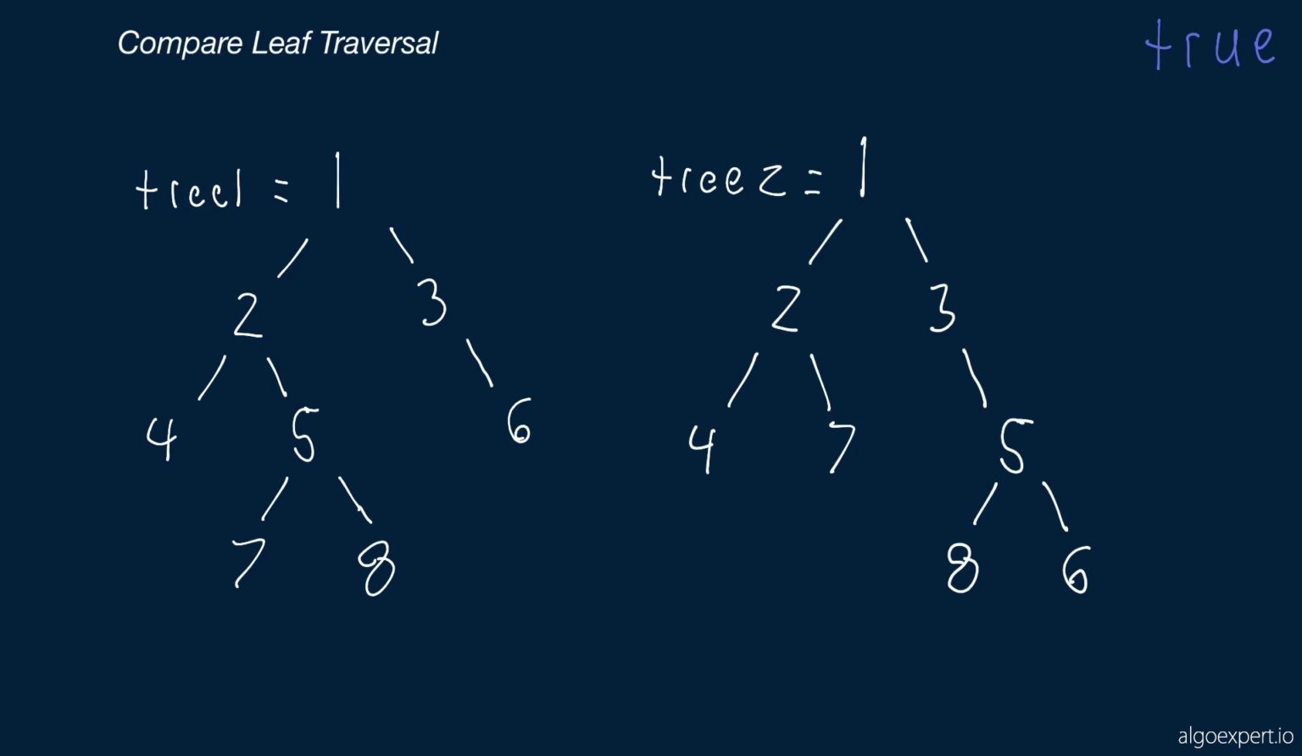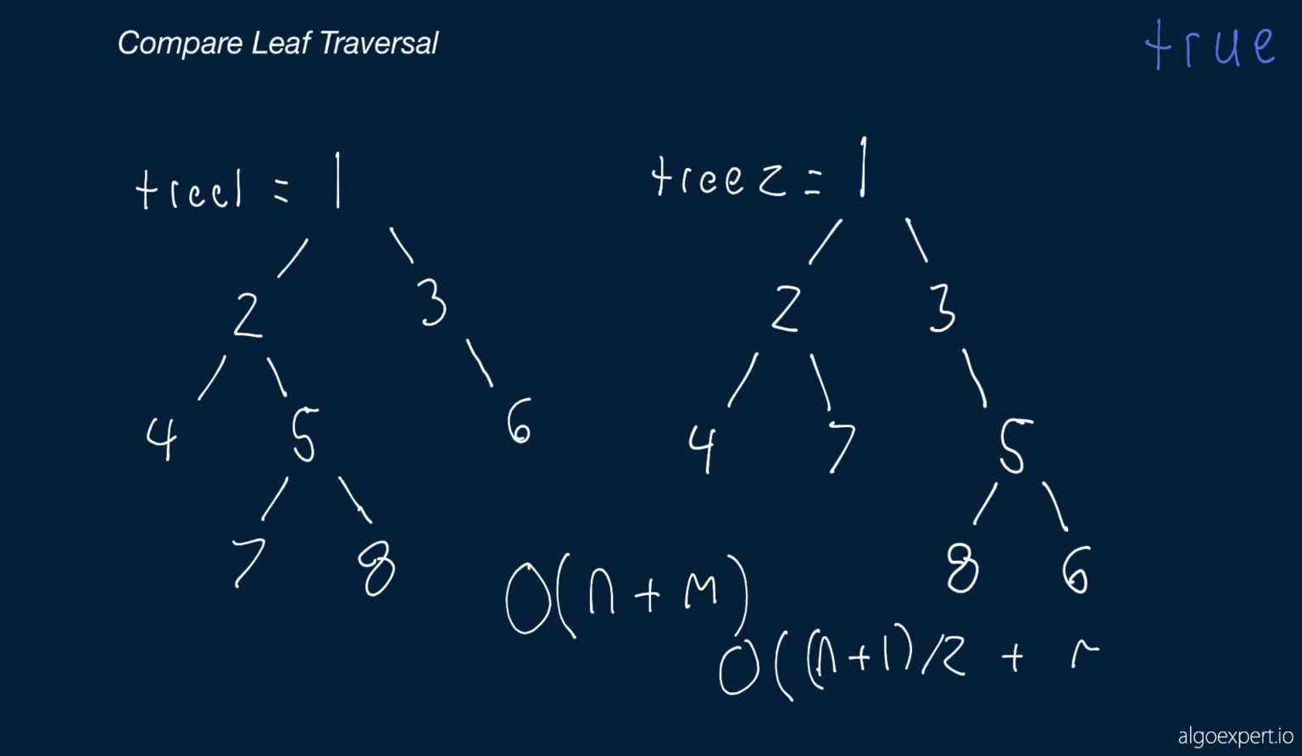So this solution is fine. It actually doesn't run in that poor of a time complexity. The time complexity here is going to be big O of n plus m, where n is the number of nodes in this tree, and m is the number of nodes in this tree. And then our space complexity is fairly complicated, but it's actually going to be big O of n plus 1 over 2 plus m plus 1 over 2.